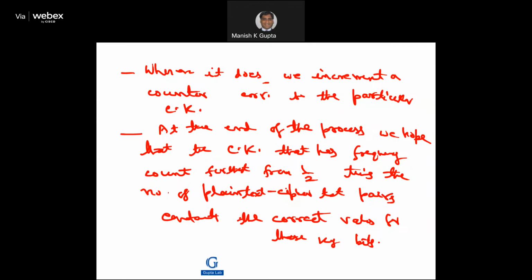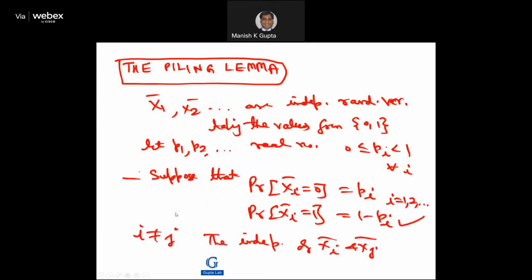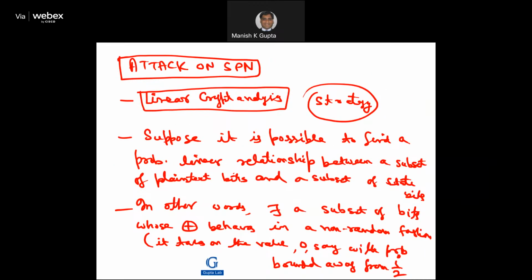So based on this analysis and assumption, we will say that because there is a linear relationship, we will be able to get the correct key. Okay, if you observe this. Now, do you understand what is going to happen here?